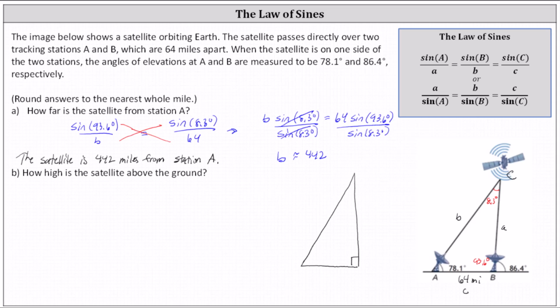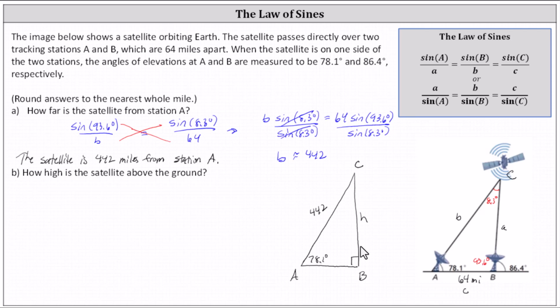For this right triangle, we'll let this vertex be vertex A and this vertex be vertex C, which is where the satellite is. We know the distance from the satellite to station A, or the length of the hypotenuse, to the nearest mile is 442 miles. We also know angle A is still 78.1 degrees. And the opposite side of angle A, this side here, would be the height, or the distance that the satellite is above the ground. And because we have a right triangle, we can use right triangle trigonometry to determine the length of side H, or the height.